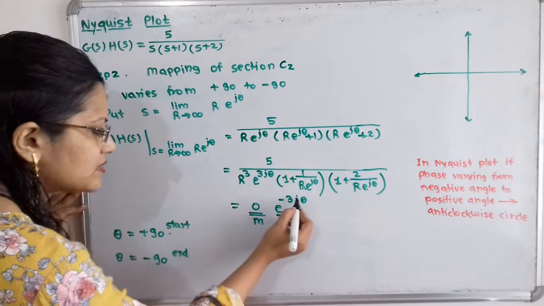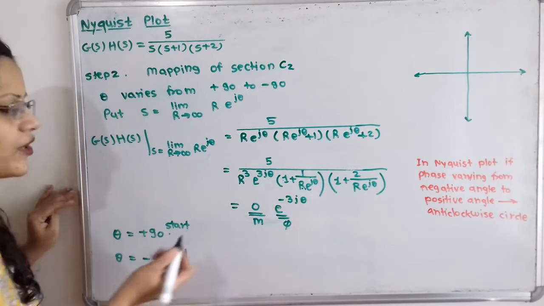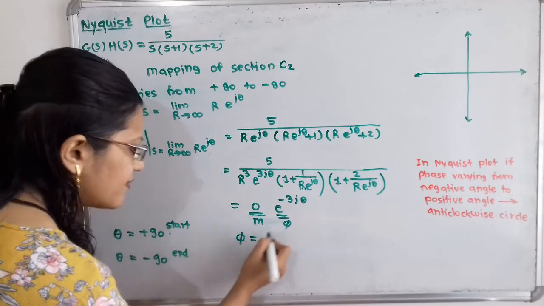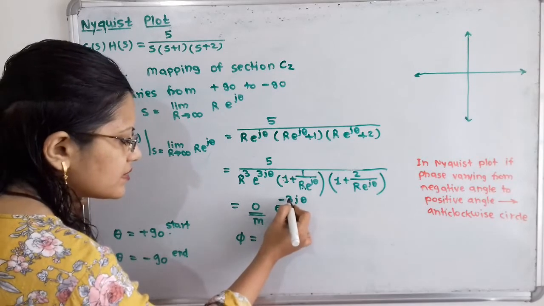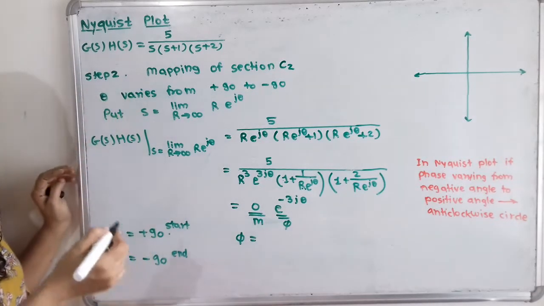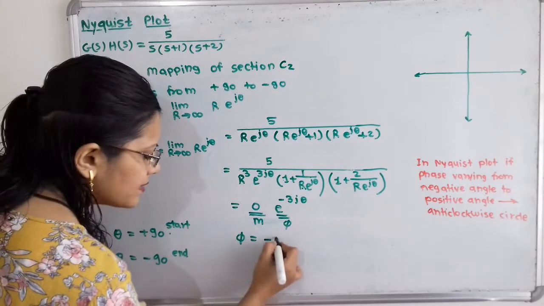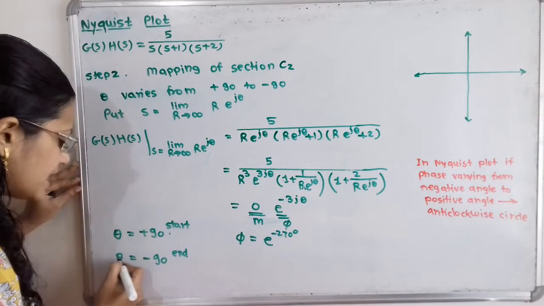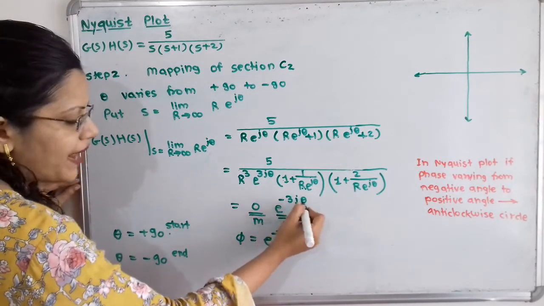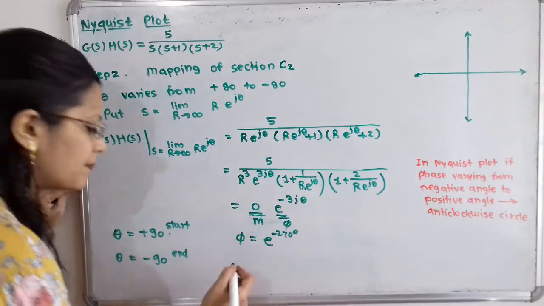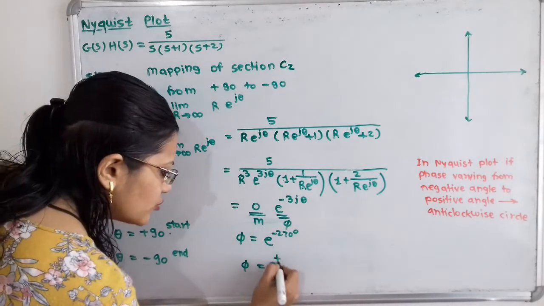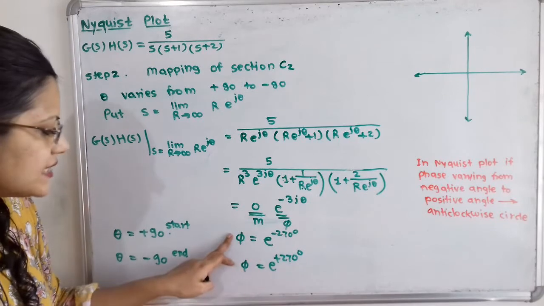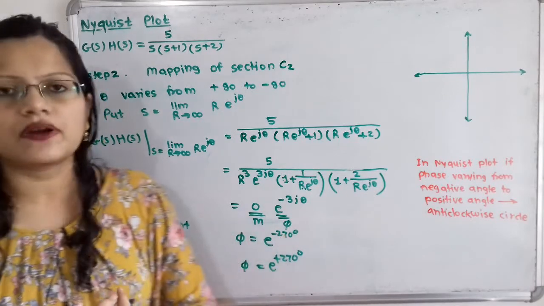So when we put plus 90 instead of theta, then the phase angle phi is e raised to 3 multiplied by 90, that is 270, so I will say minus 270. So e raised to minus 270 degree. And when theta is equal to minus 90, minus 90 minus 3 becomes plus, so phi is equal to e raised to plus 270 degree. Magnitude is 0 and theta varies from minus 270 to plus 270.